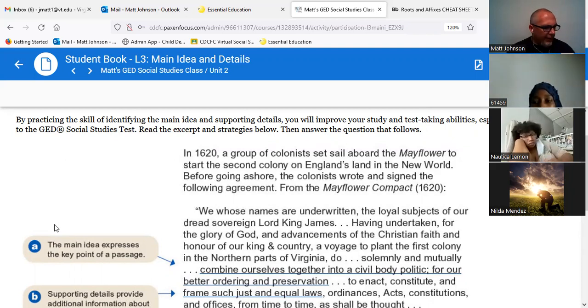So reading here, in 1620, a group of colonists set sail aboard the Mayflower to start the second colony on England's land in the New World. Before going ashore, the colonists wrote and signed the following agreement from the Mayflower Compact of 1620. So that, instead of just having a short title, we actually get a little introductory paragraph here telling us what this is about, right? We're talking about the Pilgrims who came to the New World on the Mayflower.